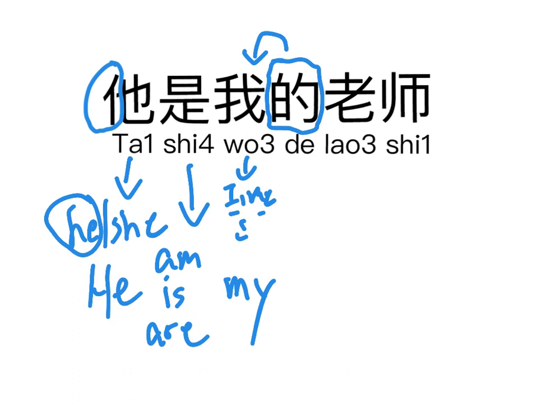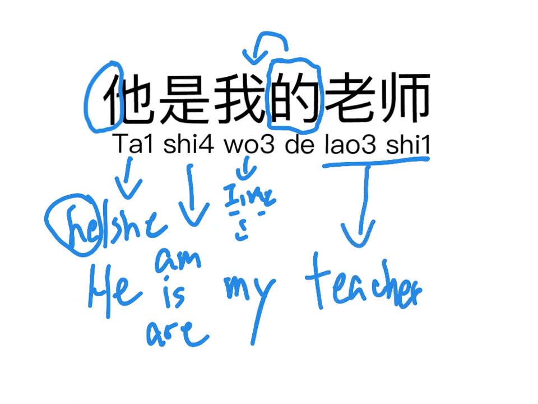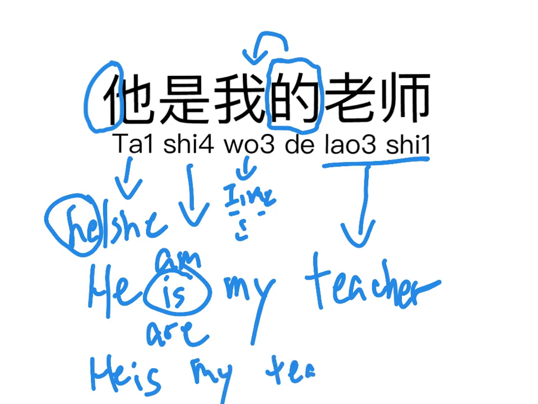Next we have 老师, and just as we have learned earlier in the video, 老师 is translated as teacher in the HSK1 under the noun section. So now we have this sentence: he am my teacher, he is my teacher, and he are my teacher. Obviously, the answer is "is." So the translation for 他是我的老师 is "he is my teacher."